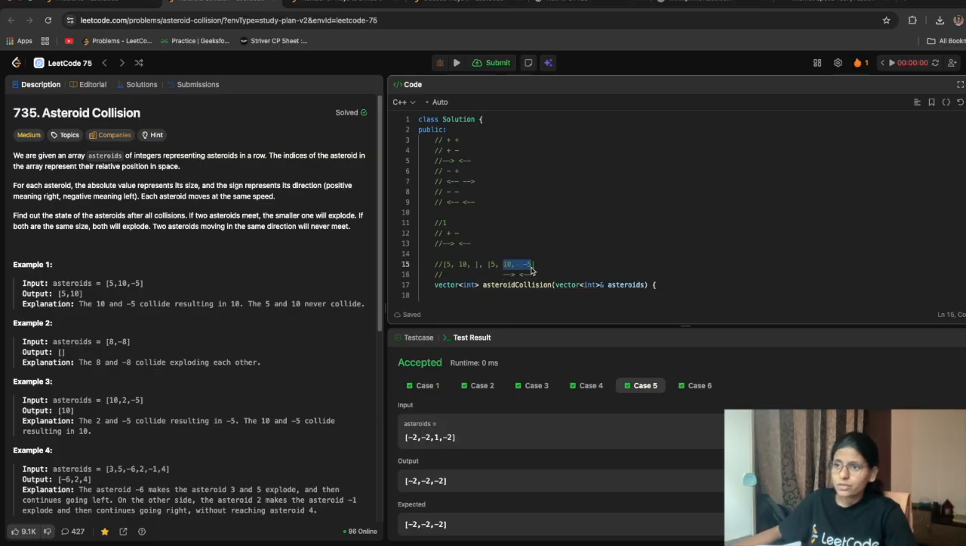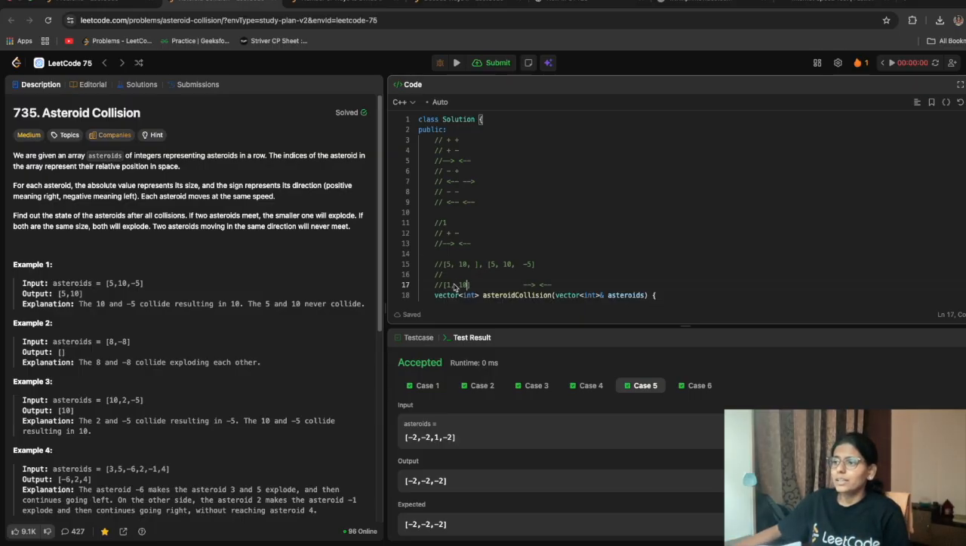Because of this, these two asteroids are going to collide. When these two asteroids collide, they have told us that the one which has the smaller absolute value will explode. So from 10 and minus 5, 5 is smaller, so this minus 5 will explode, and we will remain with 10 only. So in our final answer, only 5 and 10 will be there.